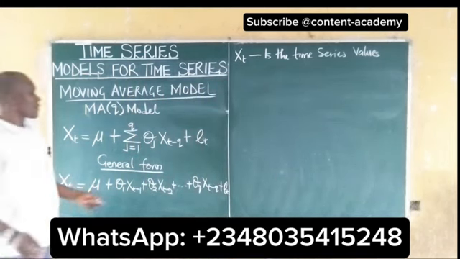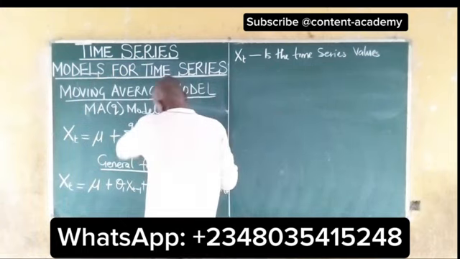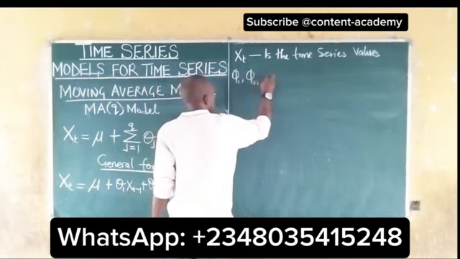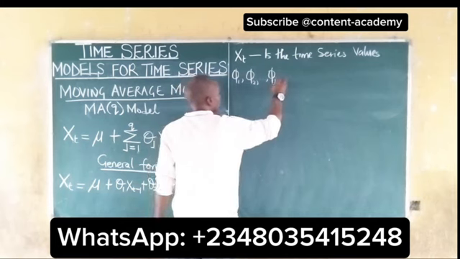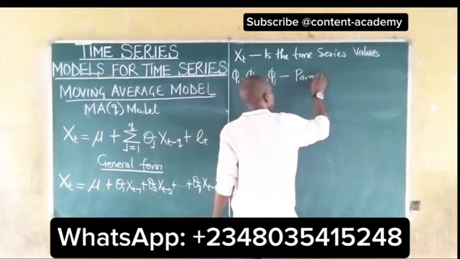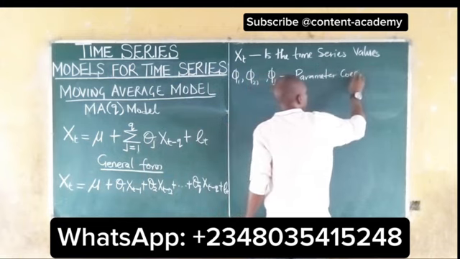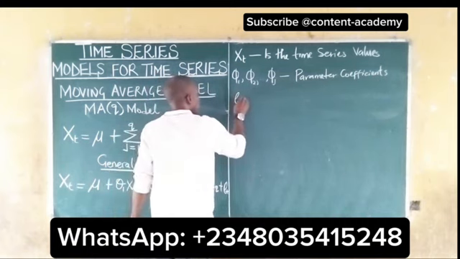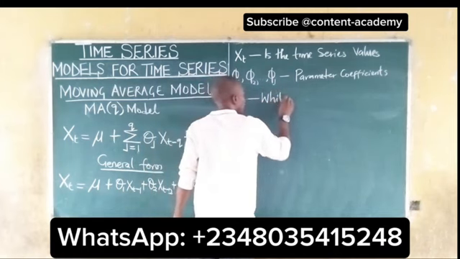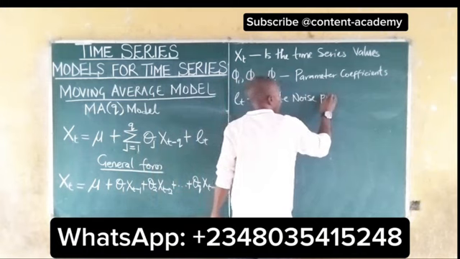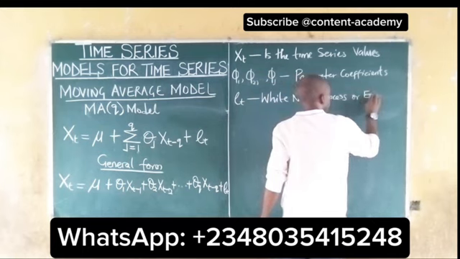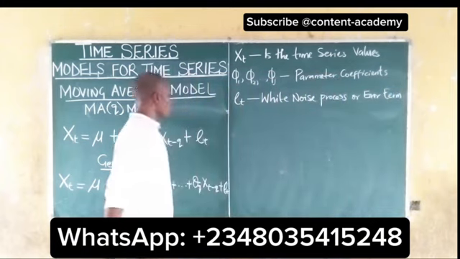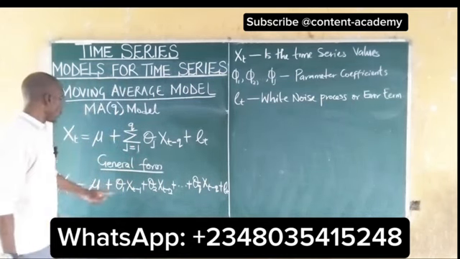So defining the parameters, we have our x t. x t is the time series values. We can also write phi 1, phi 2, so phi j or phi q are the parameter coefficients. e t is the white noise process or error term. So these are the things we need to know about this.